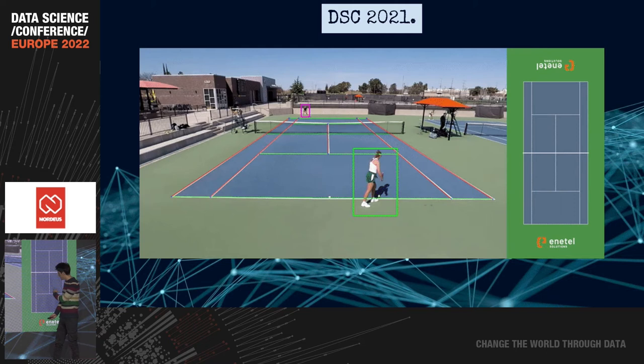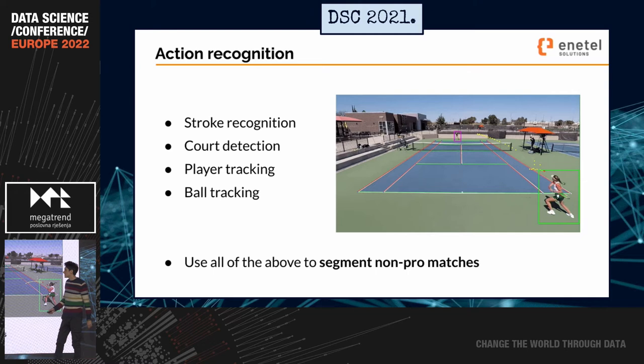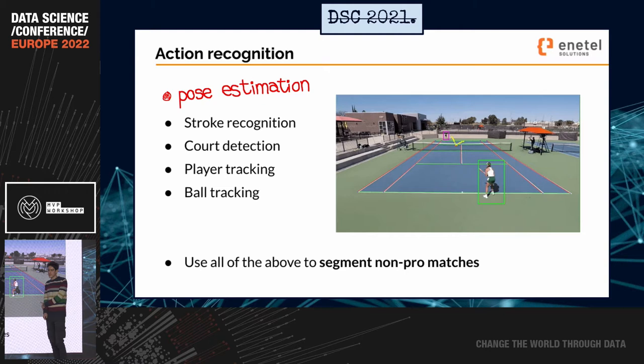So yeah, we have a raw match video in the beginning and the annotated match video in the end. That's the whole point. And these are the action recognition methods we have used in the later phase of the project. I won't get into that much here, but I want to emphasize that pose estimation methods were used in order to achieve these stroke recognition models, to implement those models.